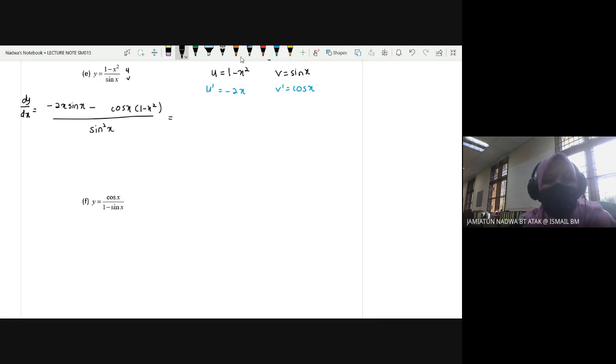So this is where we have to simplify our answer. Negative 2x sin x minus cos x plus x squared cos x. Okay. Saya rasa kita dah tak boleh nak simplify dia. So we can just leave it like this.